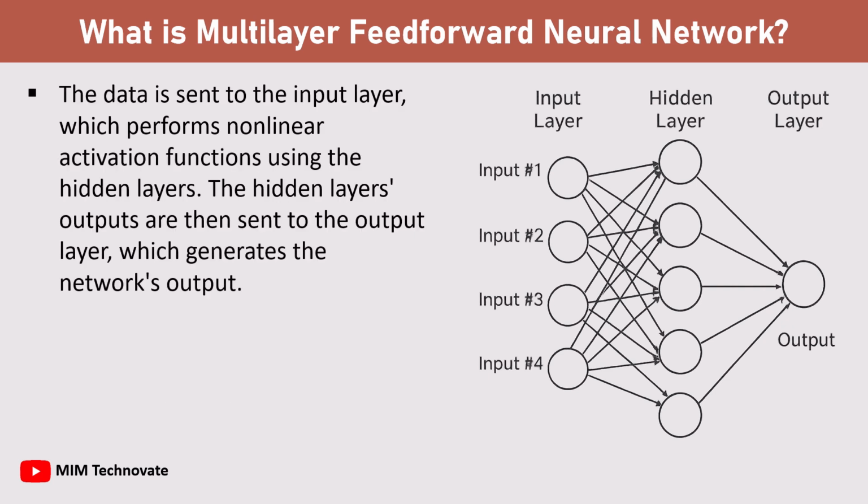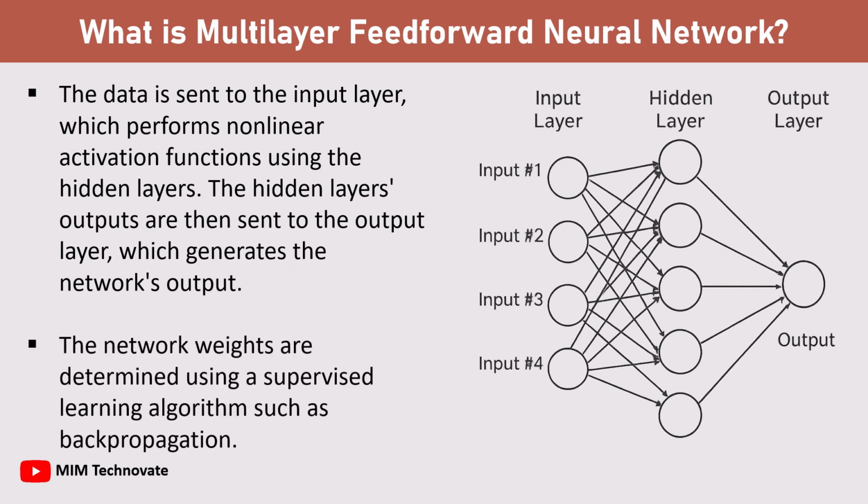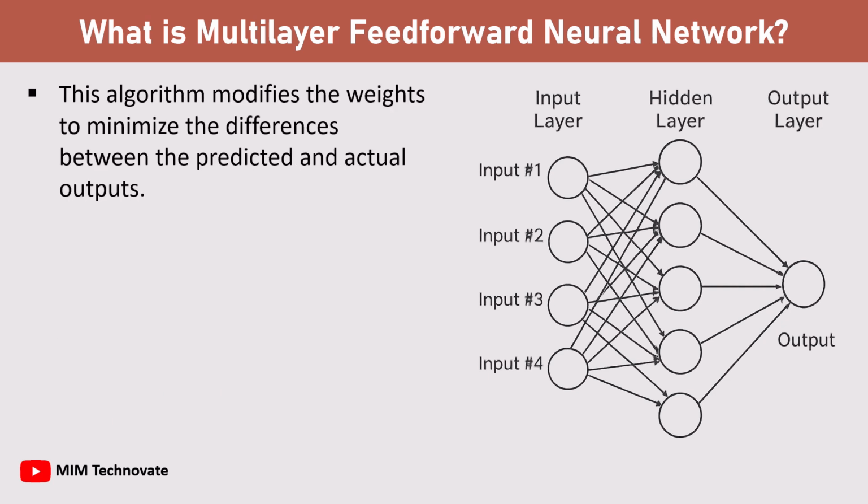The data is sent to the input layer, which performs nonlinear activation functions using the hidden layers. The hidden layer's outputs are then sent to the output layer, which generates the network's output. The network weights are determined using a supervised learning algorithm, such as backpropagation. This algorithm modifies the weights to minimize the differences between the predicted and actual outputs.